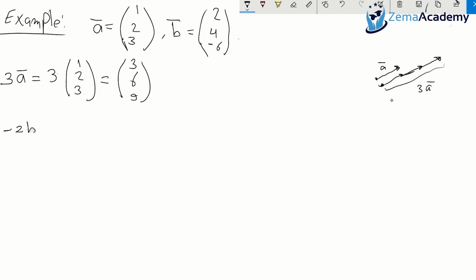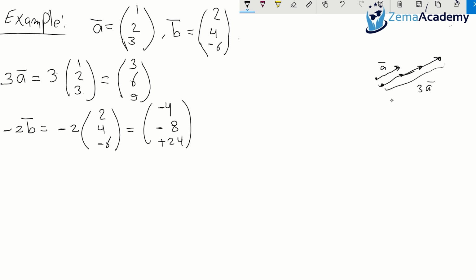Minus 2B. So minus 2 times B, which is 2, 4, minus 6, will be minus 2 times 2 is minus 4, minus 2 times 4 is minus 8, and minus 2 times minus 6 is plus 12.